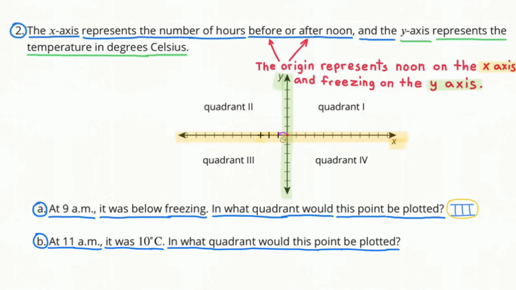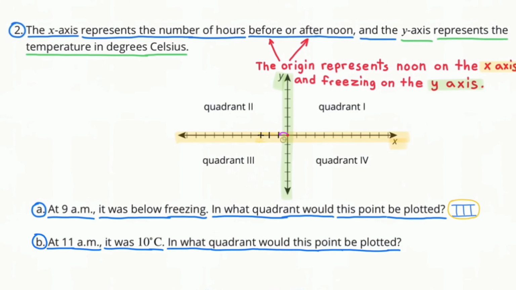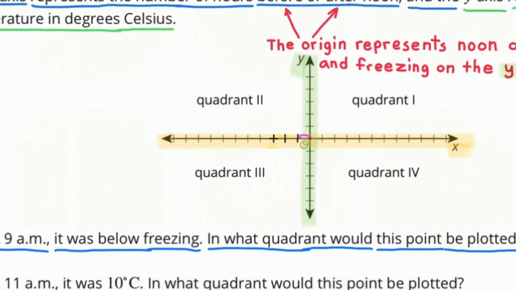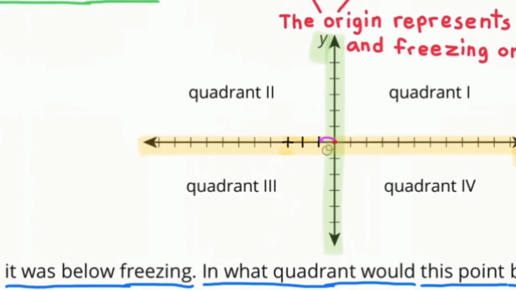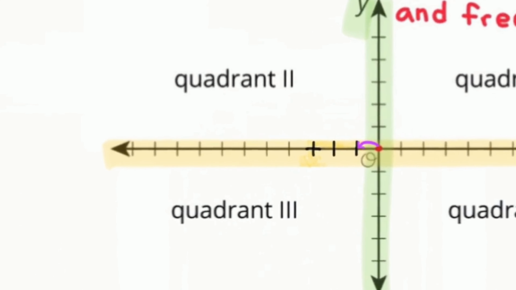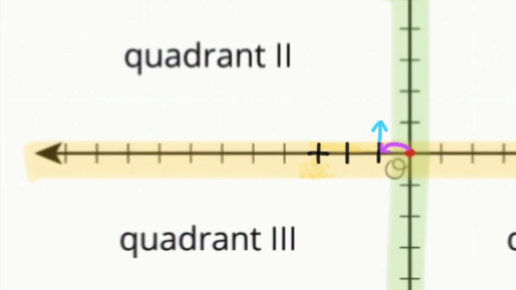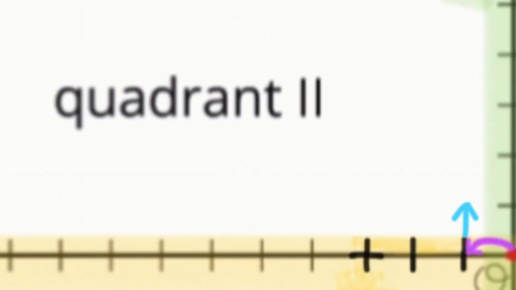B. At 11 a.m., it was 10 degrees Celsius. In what quadrant would this point be plotted? 11 a.m. is still before noon, so we'd have to move to the left on the horizontal axis. 10 degrees Celsius would be above freezing because the freezing point for Celsius is 0 degrees, so we'd have to move up the y-axis, and that would put us in quadrant number 2.